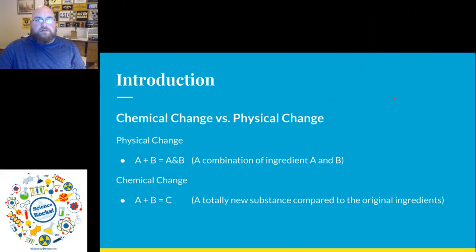So, a little introduction: chemical change versus physical change. A physical change is when you have ingredient A, this first substance, and you combine it with substance B. What comes out is a mixture of both A and B. It's a combination, a mixture. When you have a chemical change, you have substance A combined with substance B to make a whole new one called substance C. This is totally different from the original ingredients and can have different properties than the original ingredients as well.